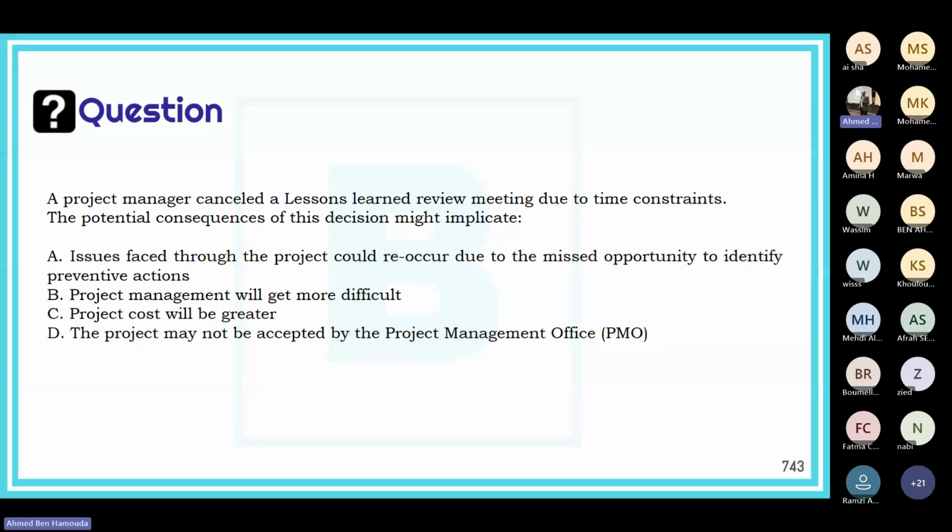Now, definitely canceling a lessons learned meeting is not good at all. However, canceling it does not mean that the project will be more difficult or the project cost will be higher, or the project will not be accepted by the PMO. Canceling a lessons learned meeting in a current project means we might miss the opportunity to identify potential risks in the next projects, because we don't have the lessons learned from the previous project, and we don't know how the issues were resolved or what could be an issue. Okay, so the answer is A.